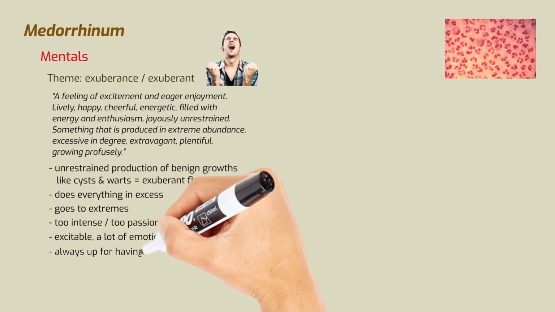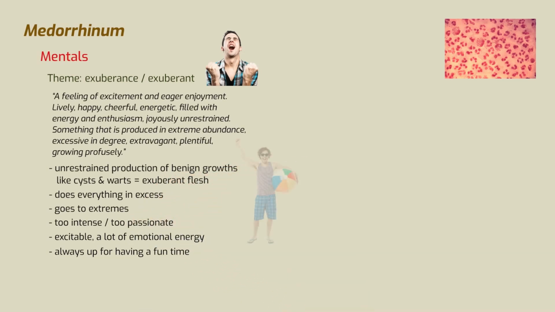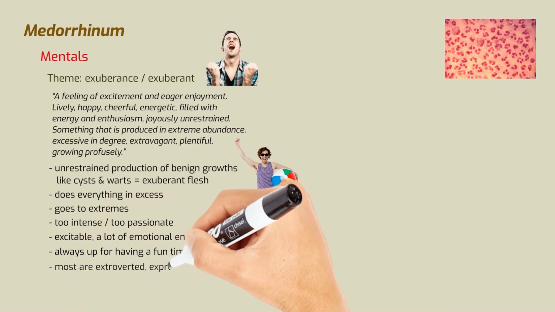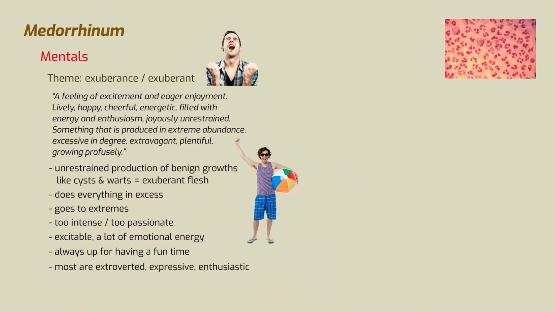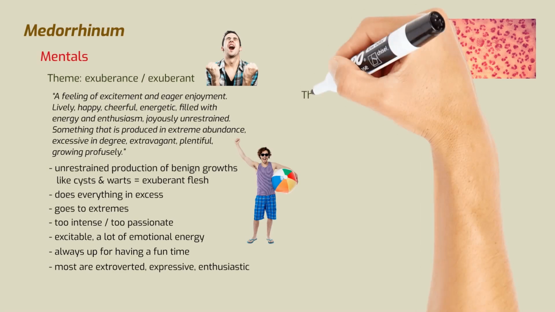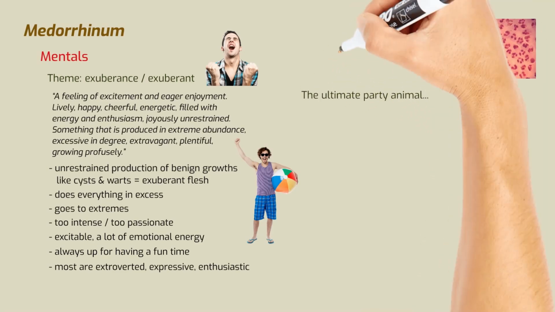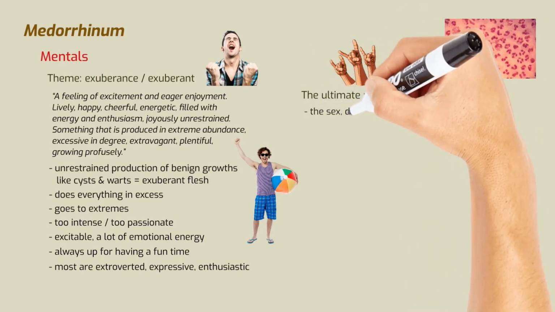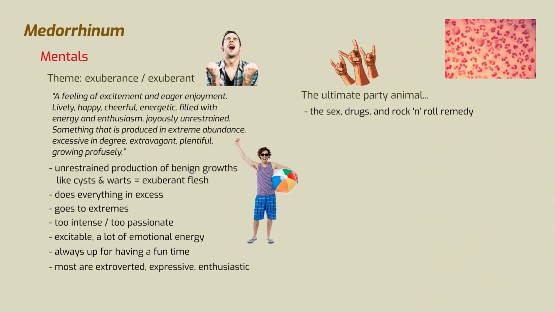Medorrhinum is always up for fun. He's adventurous and wants to have a good time. He's always out looking for excitement and new experiences to keep himself amused. Most cases that I've seen are extroverted, expressive, enthusiastic, and full of energy. I tend to think of Medorrhinum as the ultimate party animal. That's why it's been referred to as the sex, drugs, and rock and roll remedy.